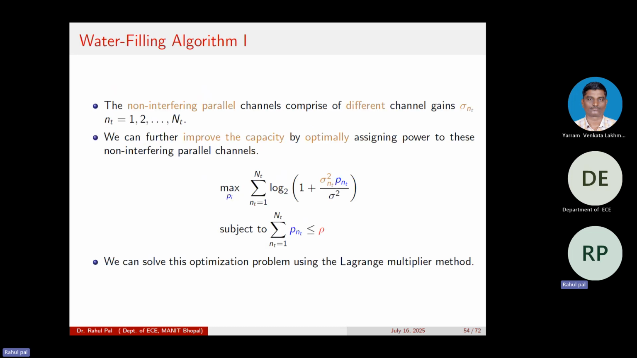Now we are going to do the next power allocation scheme. In this power allocation scheme, the water filling algorithm, we give more power to the good channel and less power to the weaker channel. This is how we can increase the channel capacity further.